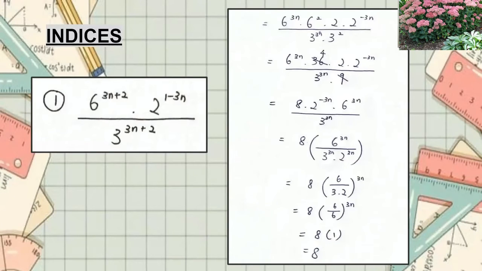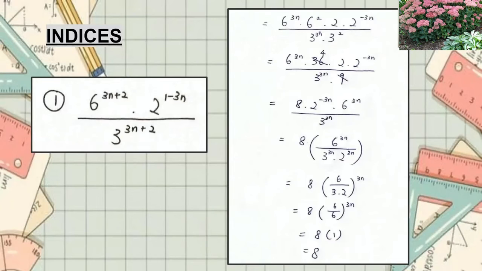This is the first question of indices. The question is 6 power of 3n plus 2 times 2 power of 1 minus 3n divide 3 power of 3n plus 2. The 6 power of 3n plus 2 can be broken down into 6 power of 3n times 6 power of 2. And 2 power of 1 minus 3n you can break down into 2 times 2 power of negative 3n. And 3 power of 3n plus 2 we can break down into 3 power of 3n times 3 power of 2.